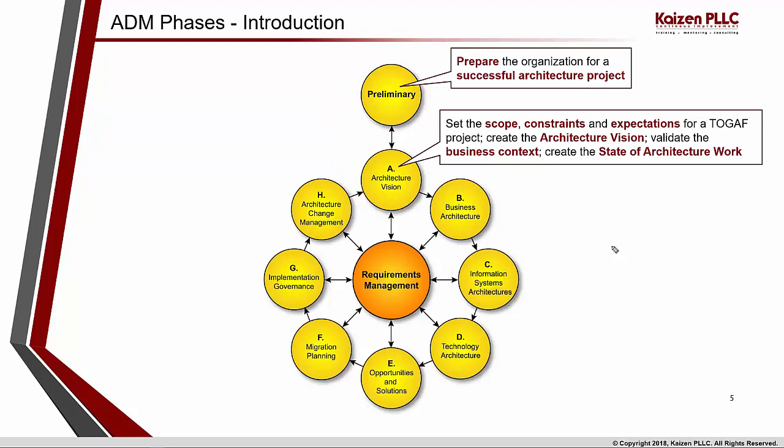But what is more important is that for every architecture vision, you set the scope, constraints, and expectations for a TOGAF project. Not only that, you prepare the vision, which is the deliverable, and you validate the business context which has been set in the preliminary phase, and create and get approved the statement of architecture work. Without the statement of architecture work, you are not allowed to proceed. It is as good as a statement of work for any project. You need to get the statement of architecture work approved.